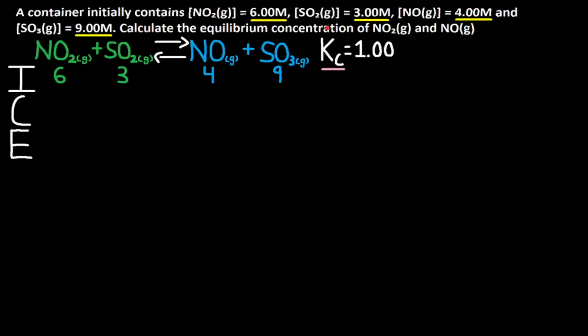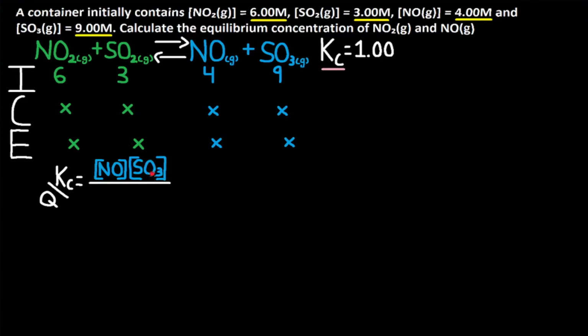Calculate the equilibrium concentrations of NO2 gas and NO gas. This is all the information we have to complete the ice table, so now we have to fill in the rest with a variable, and let's use x. We don't know whether the change is positive or negative, so what we need to do is calculate the reaction quotient. It's written the same as Kc, and all we do is get the answer and compare it to the Kc value given. Kc is equal to products divided by reactants, so we have NO multiplied by SO3 divided by NO2 multiplied by SO2.